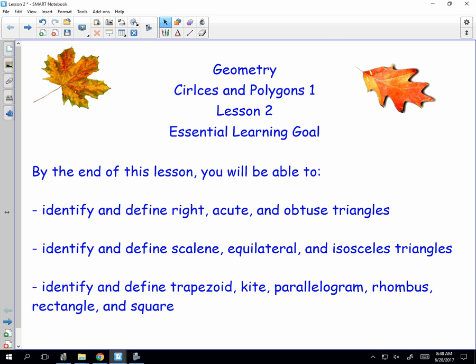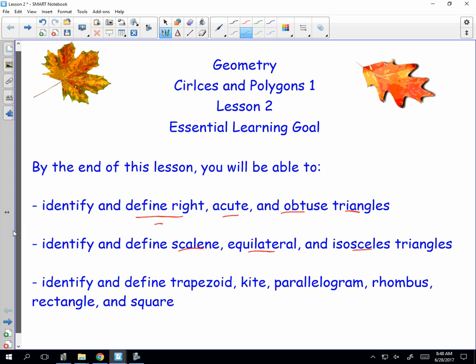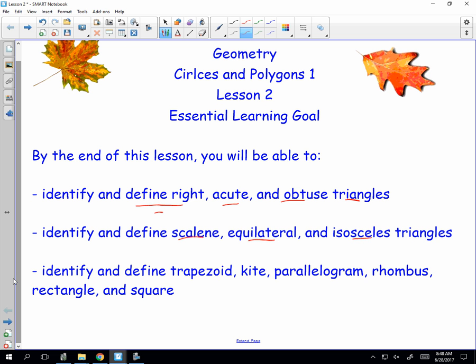So in this lesson, we're going to be looking at identifying and defining right, acute, and obtuse triangles. We're also going to identify and define scalene, equilateral, and isosceles triangles. And then we are also going to identify and define a trapezoid, kite, parallelogram, rhombus, rectangle, and square. Okay, so looking at our quadrilateral shapes, our four-sided shapes.